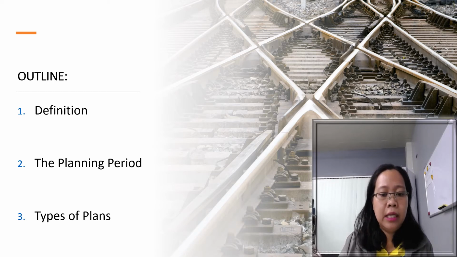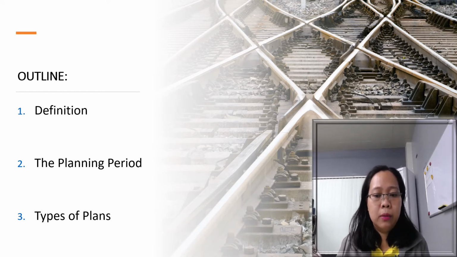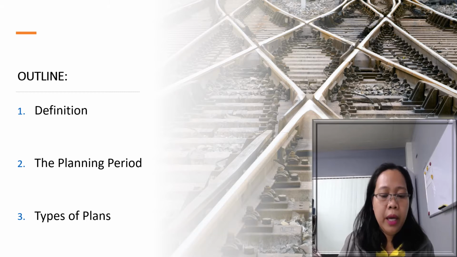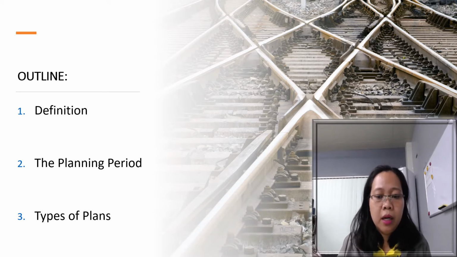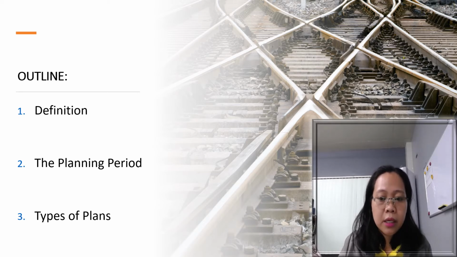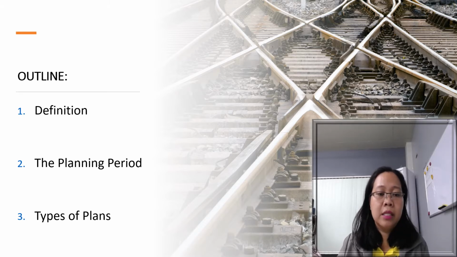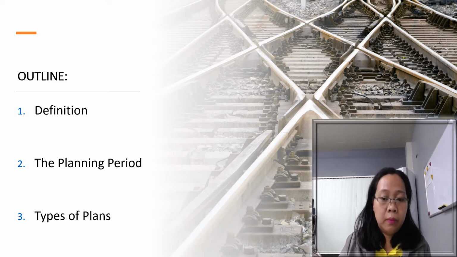And lastly, the types of plans. So, there are many kinds of plans. Some of them have the same meaning, and some of them are different. So, we will discuss and give you examples of the type of plans that you need in your future companies.